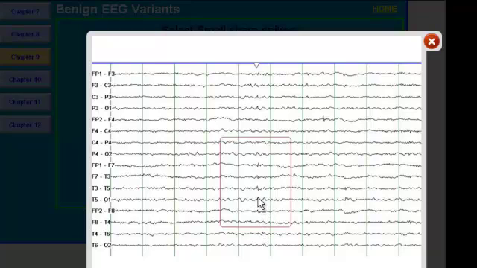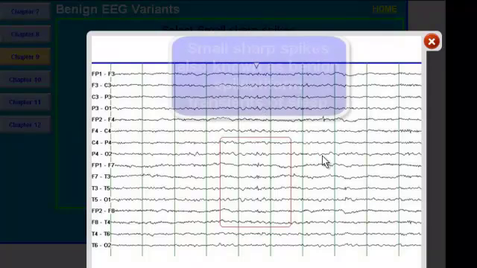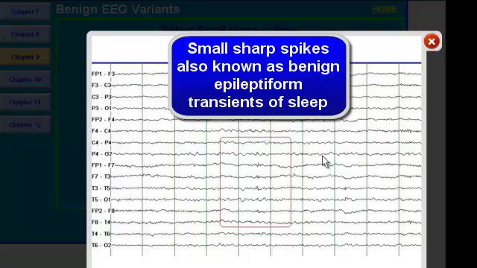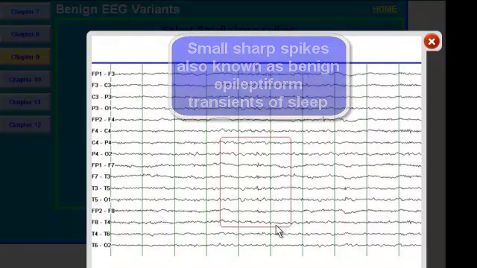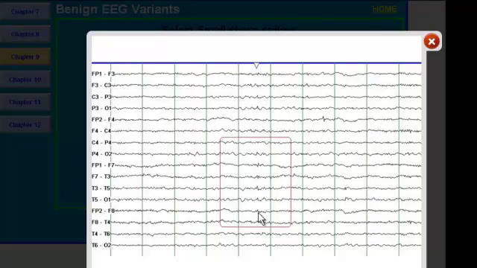So these small sharp waves that you see here and also here are called small sharp spikes. This is a benign variant. These are also called benign epileptiform transients of sleep. The characteristics of these sharp waves is that these are typically less than 50 microvolts. They do not disrupt the background, and their duration, not the frequency, is less than 30 milliseconds. So duration of less than 30 milliseconds, amplitude less than 50 microvolts, seen during sleep without a clearly defined electrical field, these are small sharp transients, which are a benign variant.